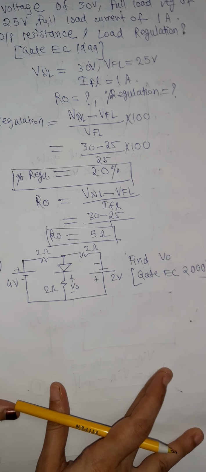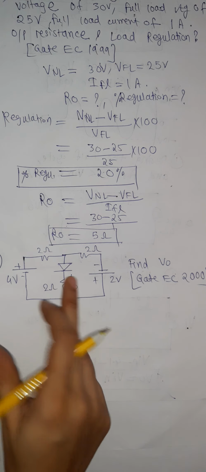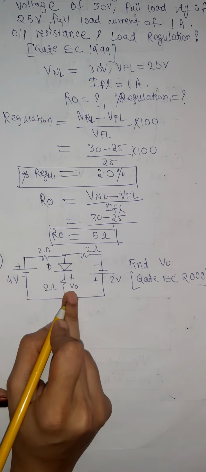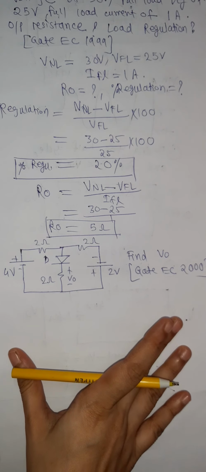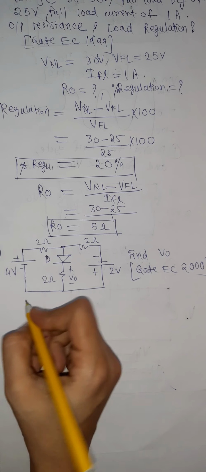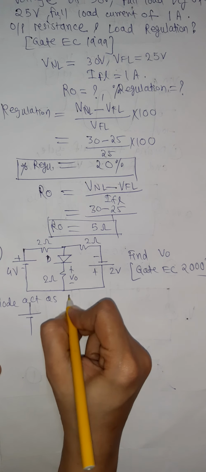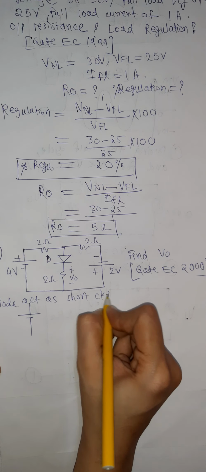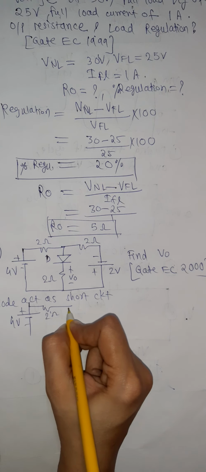This question is asked in GATE EC 2000. In this question, one diode is given and the voltage across the diode is not given here. So first of all, I will assume that the diode acts as a short circuit and it is ideal. Rest parameters are the same: 4 volts, 2 ohms.